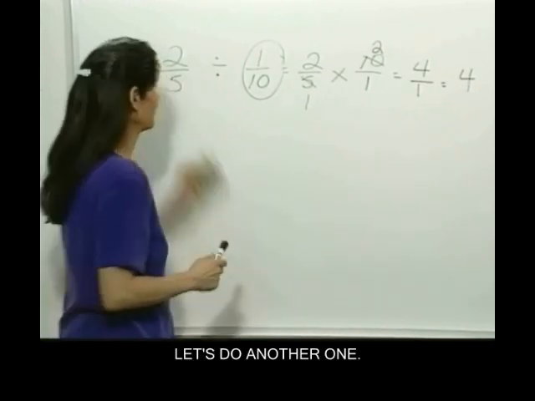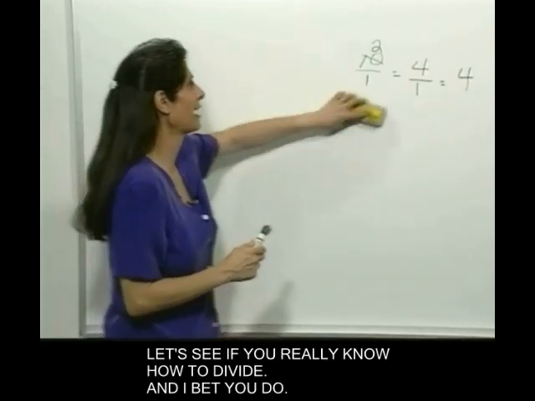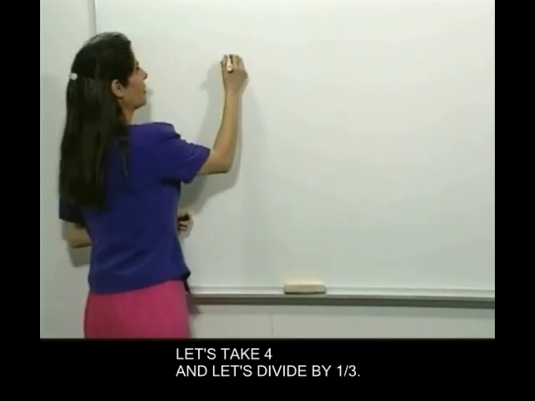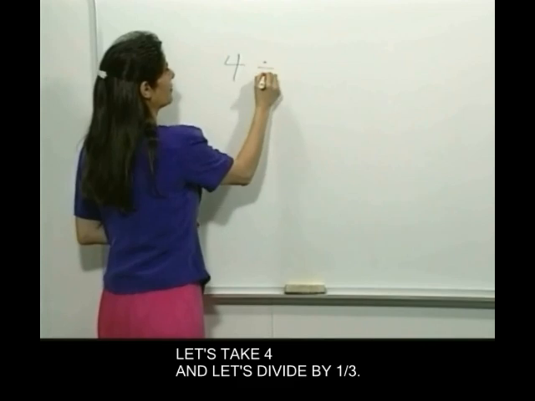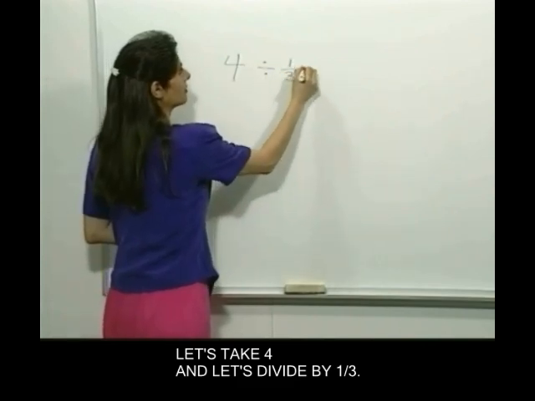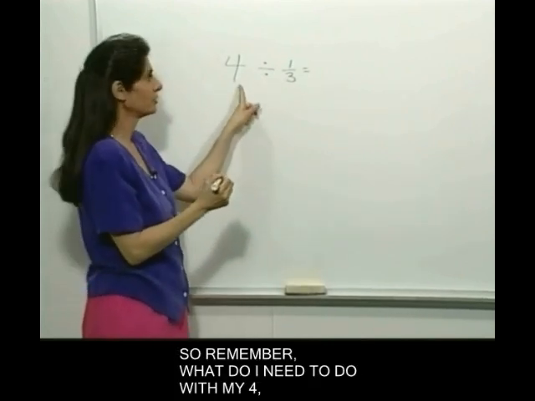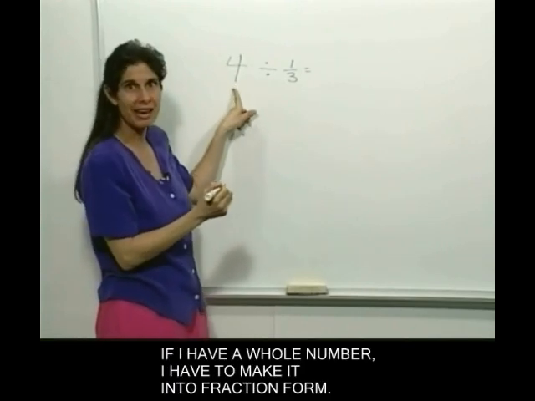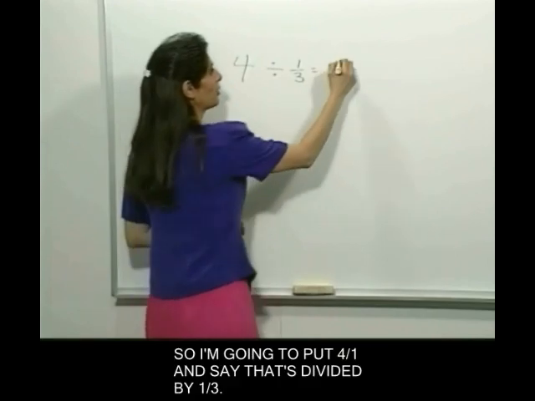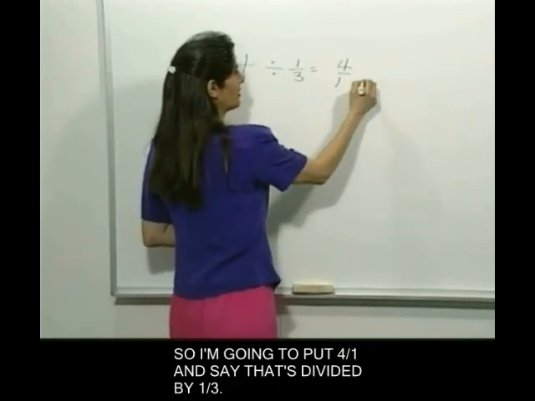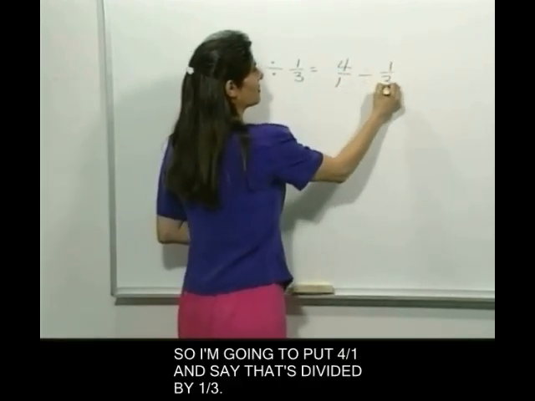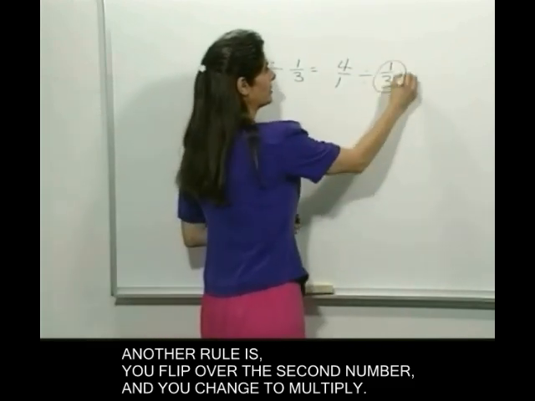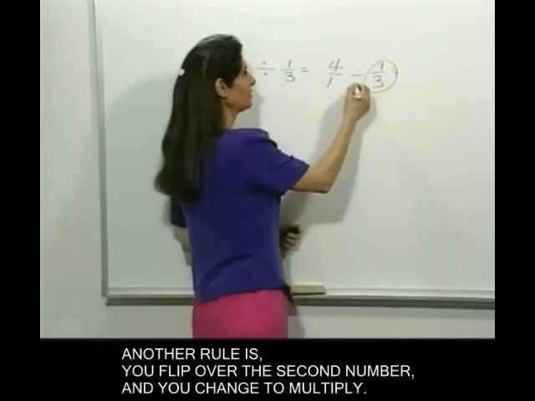Let's do another one. Let's see if you really know how to divide, and I bet you do. Let's take 4 and let's divide by 1/3. So remember, what do I need to do with my 4? I can't multiply or divide fractions if I have a whole number, I have to make it into fraction form. So I'm going to put 4 over 1 and say that's divided by 1/3. And now the rule is you flip over the second number and you change to multiply.